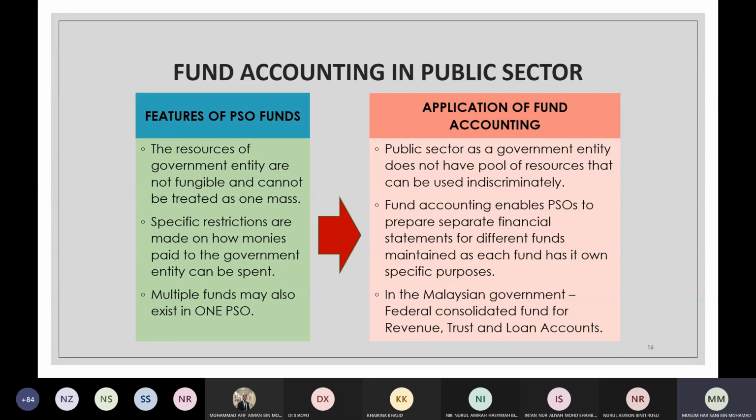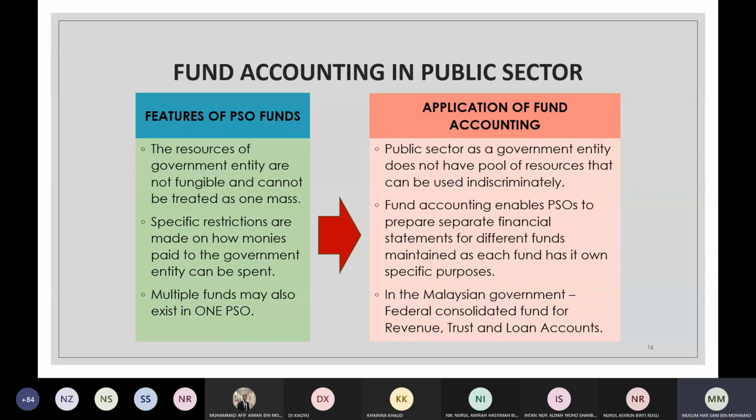If funds have been channeled for a specific purpose, they should be treated as such, because the resources are limited and they are not fungible. Fungible here means not easily transferable. Specific restrictions are made on how money paid to the government entity can be spent. Multiple funds may also exist in one public sector organization.